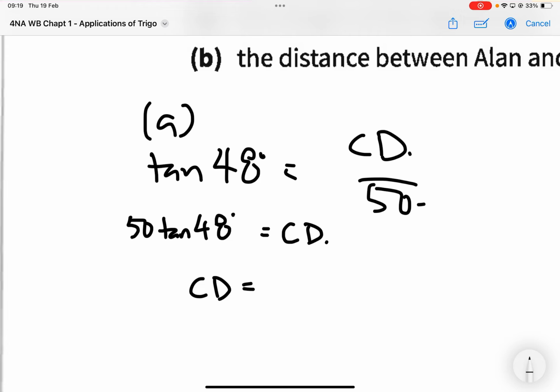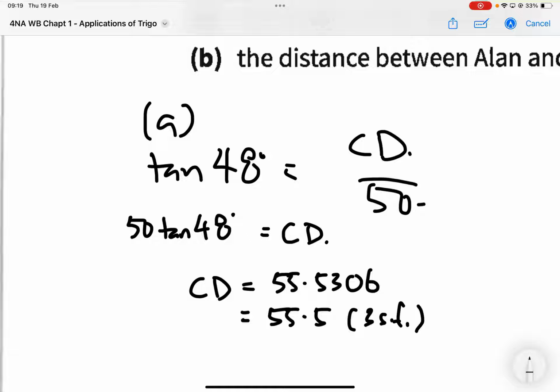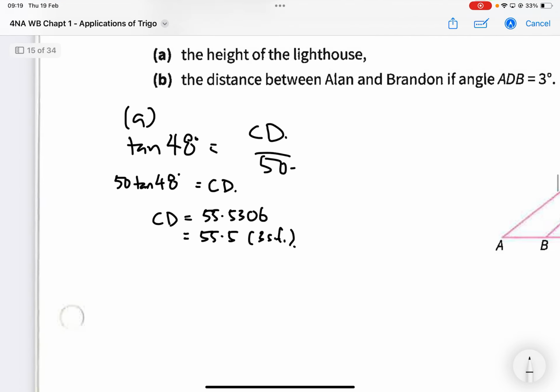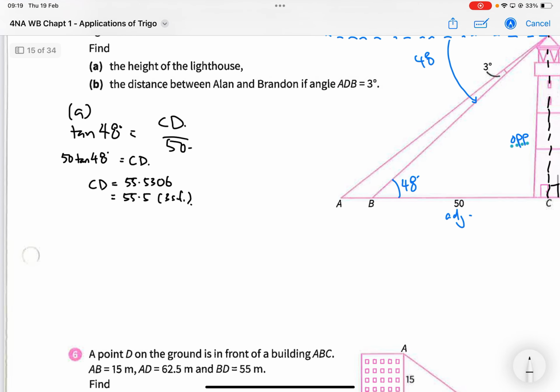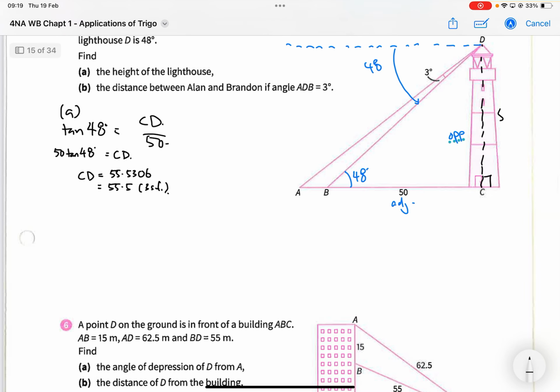55.5306. So this is the height. Okay, 55.5.